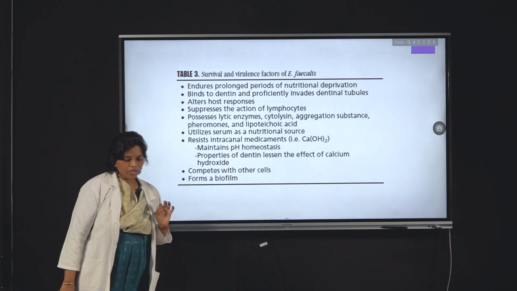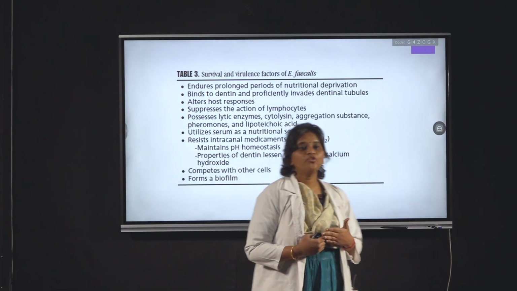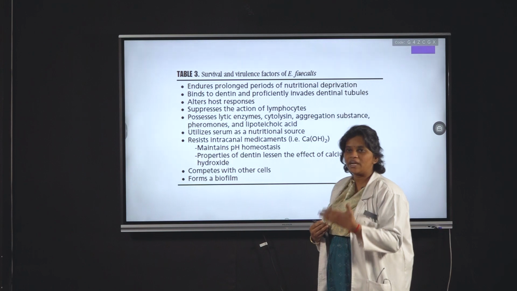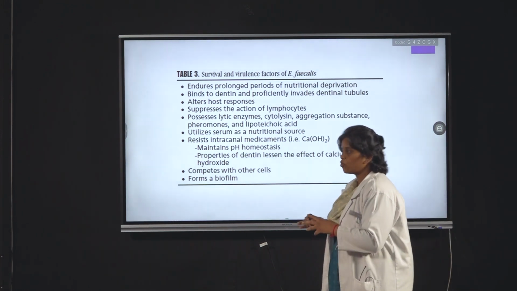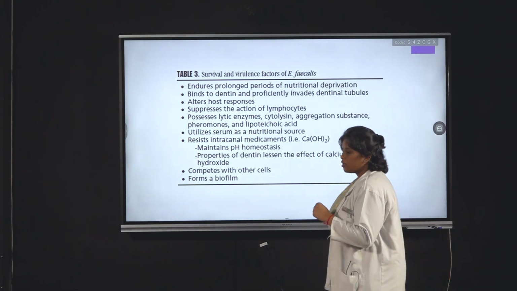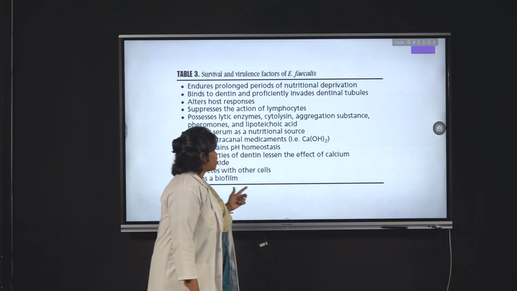Next, one of the significant features of E. faecalis is that it can bind to the dentine properly. It can go into the deep areas of the dentinal tubules and get bound onto dentine so that it will not be subjected to the intracanal medicament. So that is the second most important feature of E. faecalis.